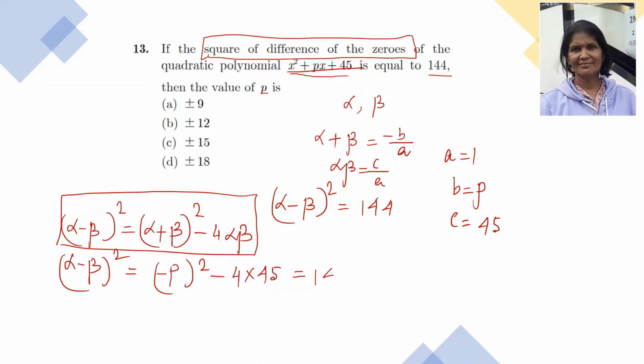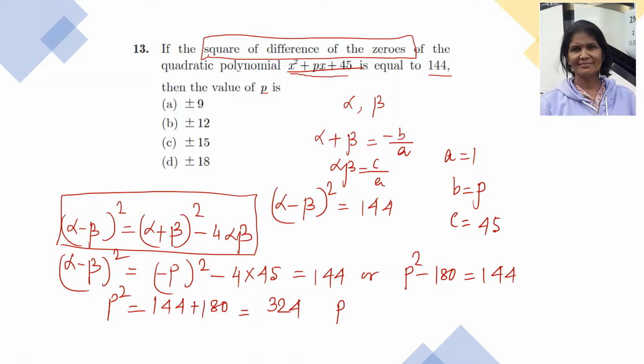It is given to be 144. Or I'm getting p square minus 180 is equal to 144. This gives me p square is equal to 144 plus 180. That will be how much? 324. So p is equal to square root of 324 is equal to plus minus 18. Not only plus or not only minus. So D is the answer.